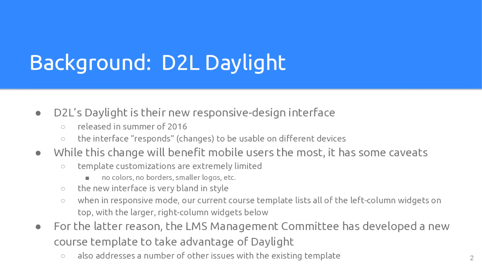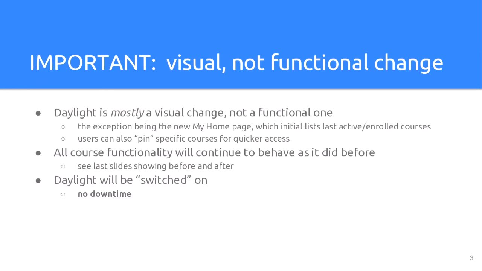But like I said, this was somewhat of a forced upgrade. We knew they were going to make us change in the fall anyway, and we decided, well, let's just dictate our own timeline and do it. So we did it over the summer, and the net result was that we have Daylight now.